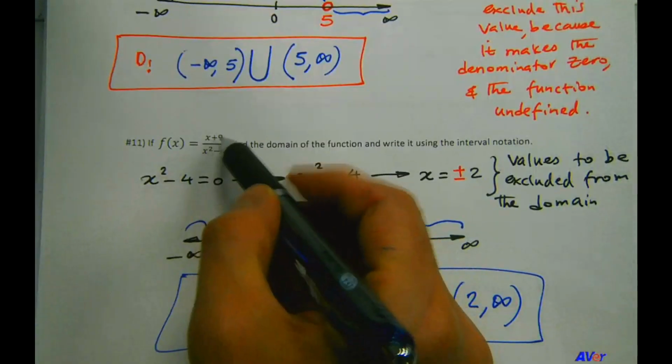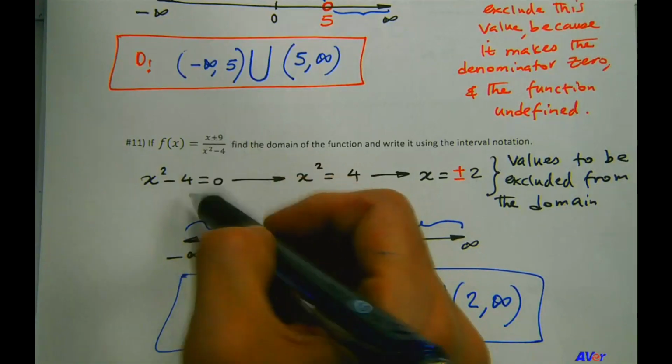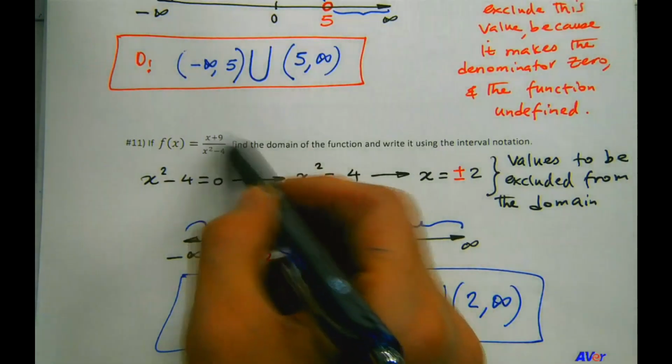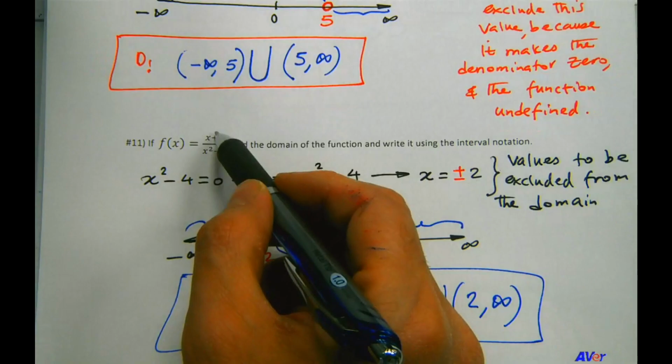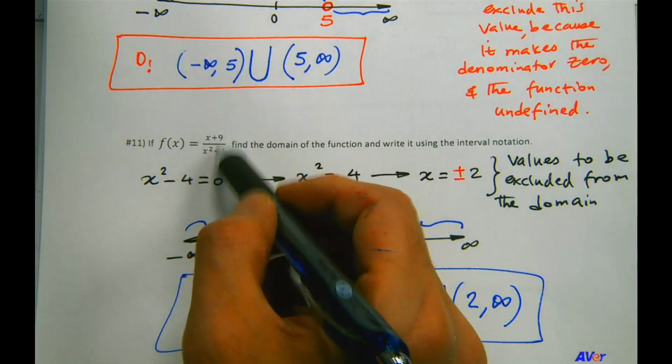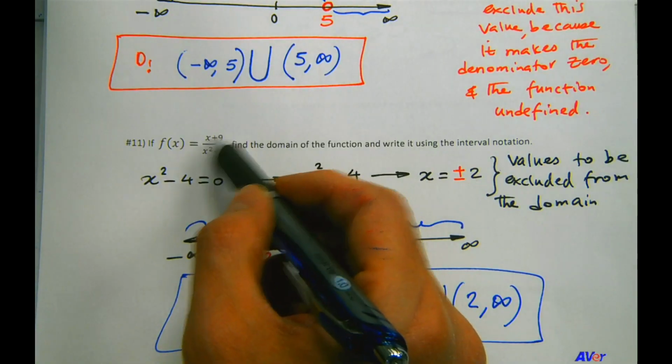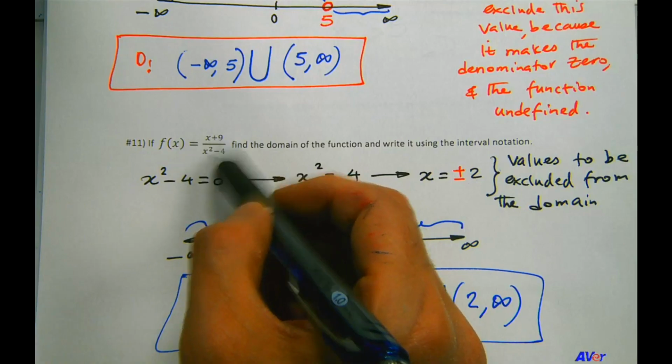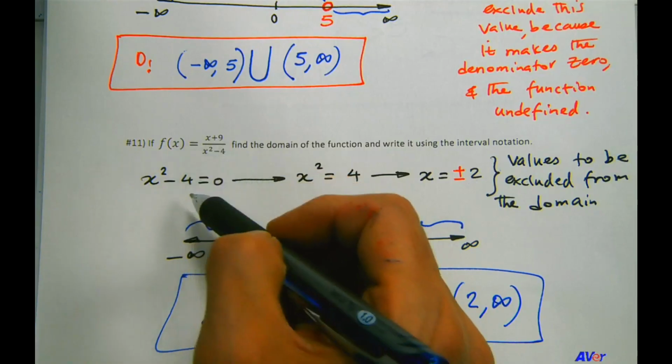Here, we didn't have to worry about the numerator because there were no special circumstances there. We didn't have another fraction there. We didn't have a square root there. Everything was acceptable in the numerator. It was the denominator that was an issue.